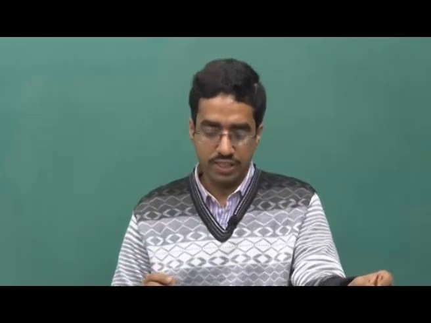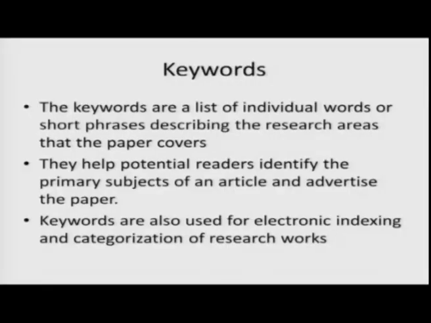So let us look at these. The keywords are a list of individual words or sometimes even short phrases describing the research areas. So they help potential readers identify the primary subjects of your article, and as I mentioned, they advertise your paper as well. They are also used for electronic indexing and categorization of research works.